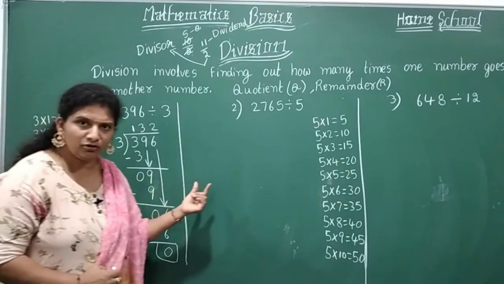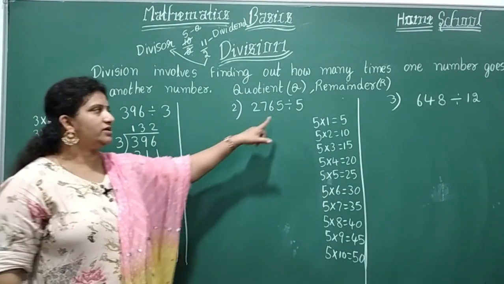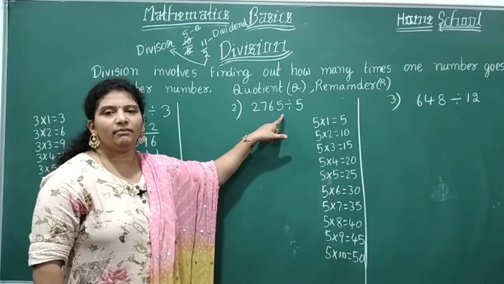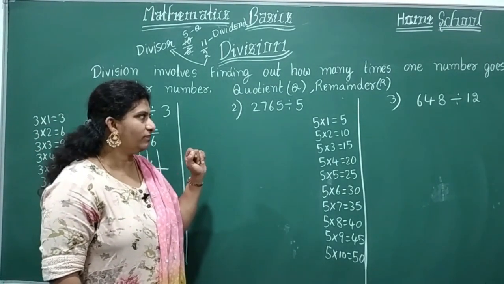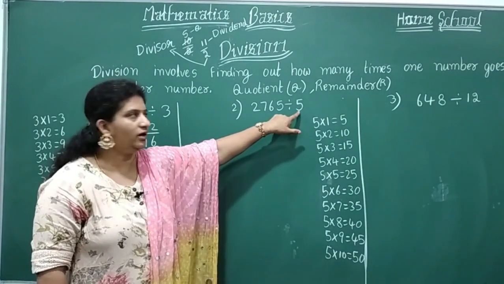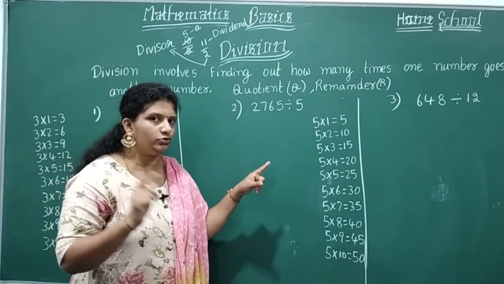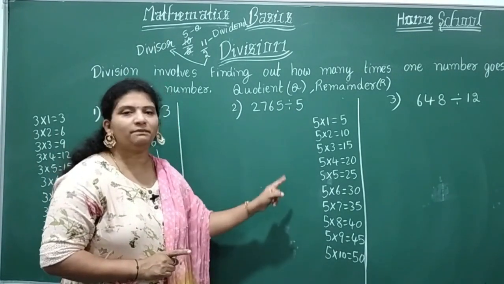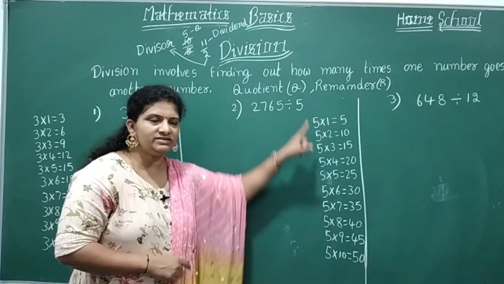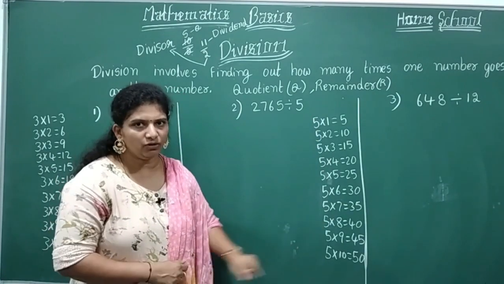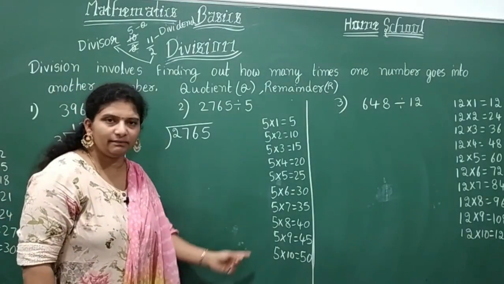Shall we see the second problem here? So look here, children. A 4-digit number divided by 5. So when I talk here, what is the number here? 5. So what should you know? The 5 table, you should be perfect. So for that purpose, I have written it beside. Have a look at your table. Are you all ready? You can see the 5 table now, children.